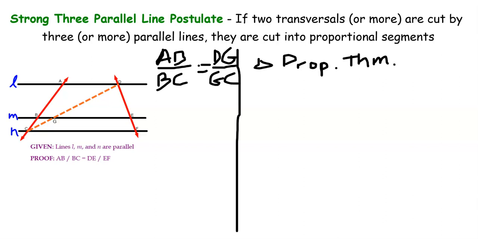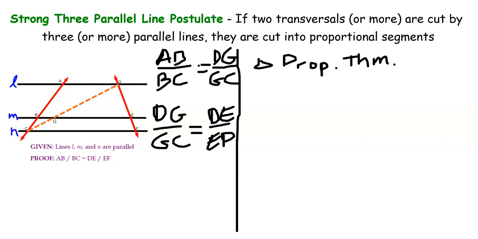And that's what we get with triangle ACD. Well, in triangle CDF, we also have GE and CF being parallel to each other. So the ratio of DG to GC is going to be the same as the ratio of DE to EF. That is also because of the triangle proportionality theorem.